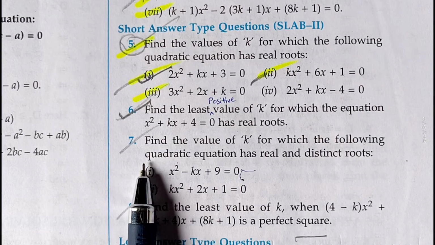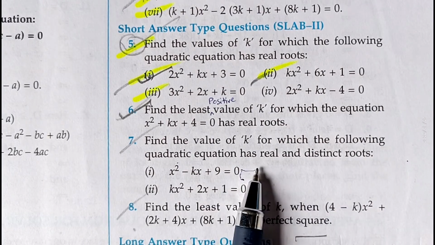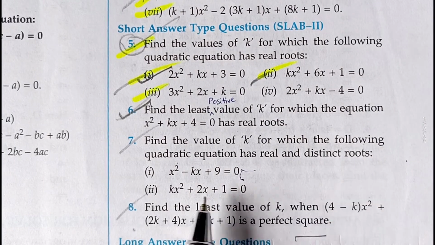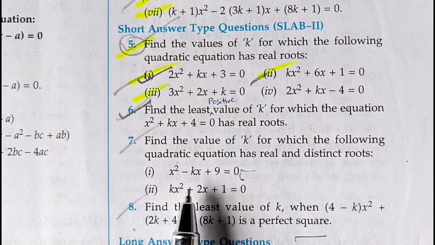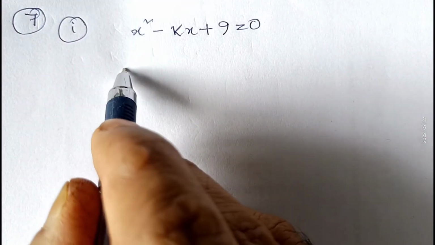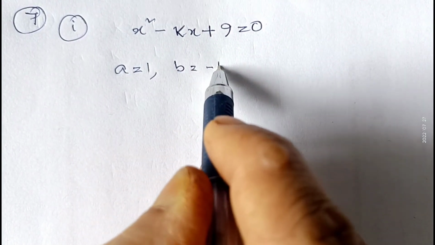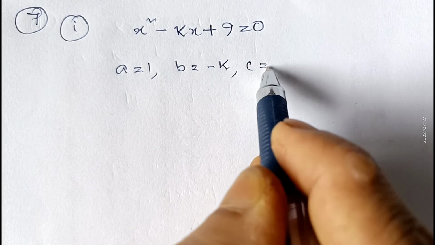In question number 7 it is given: find the values of k for which the following quadratic equation has real and distinct roots. The first equation is x square minus kx plus 9 equals 0. Here a equals 1, b equals minus k, and c equals 9.